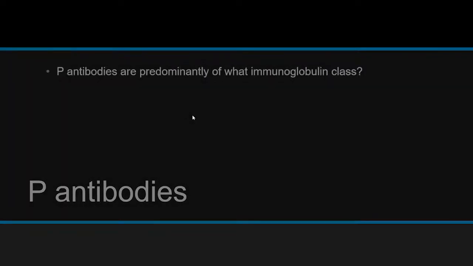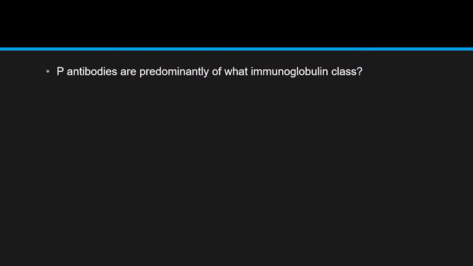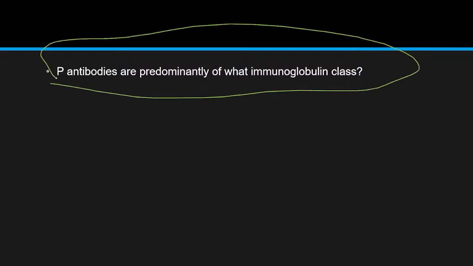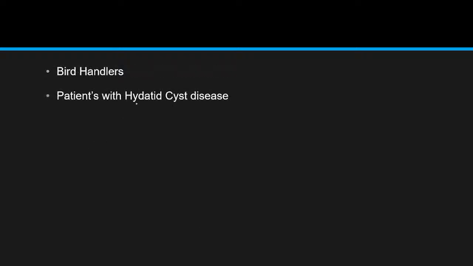Now let's talk about the P antibodies. Now, the P antibodies are of what immunoglobulin class? Just like any of the other immunoglobulins associated with the ABO blood group, it is also again IgM. Anti-P1 is seen in patients who are bird handlers or those patients who have been infected with hydatid cysts. Hydatid cysts. Okay? So hydatid cyst is caused by what parasite? Anybody can answer?